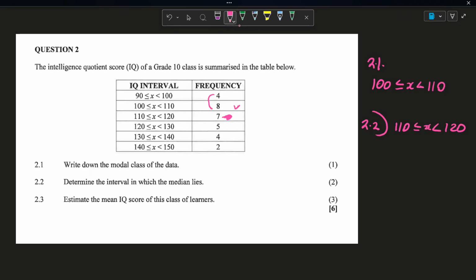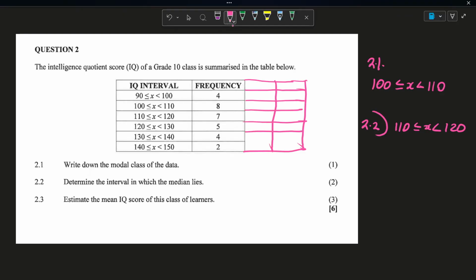Now, let's go to the last one. What is the last question all about? It is asking about the estimated mean. Estimate the mean. So, how do you calculate the mean? You extend your table. This is what you do. When you extend your table, that is the procedure that you must always follow when they ask you. All right, now we extended it.